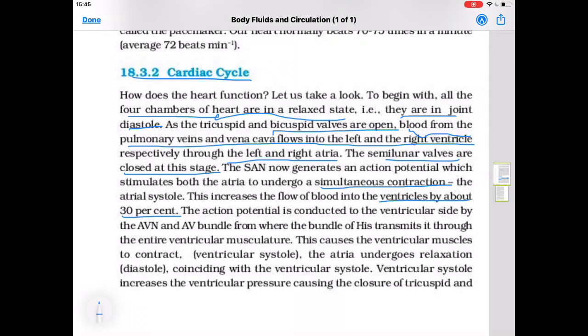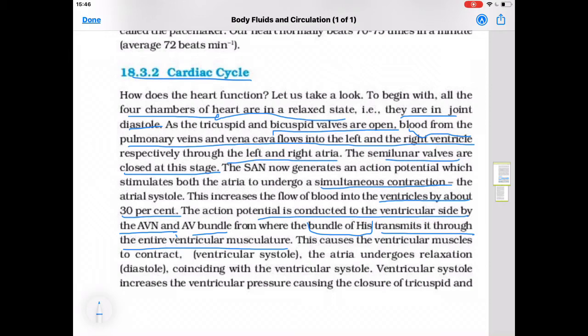The action potential is conducted to the ventricular side by the AVN, auriculoventricular node, atrial ventricular node, and AV bundle, from where the bundles of His transmit it through the entire ventricular musculature. The action potential which is generated from SAN travels to the AVN, then goes through the AV bundle and to the complete ventricular musculature till the Purkinje fibers.